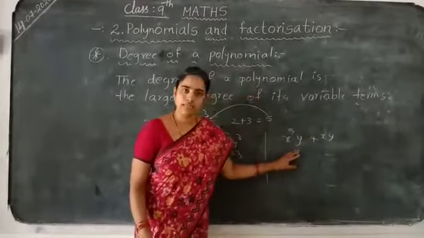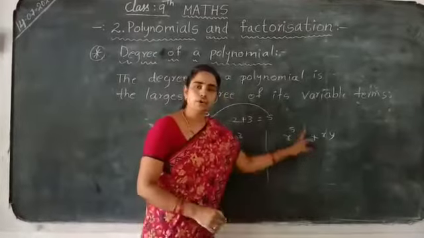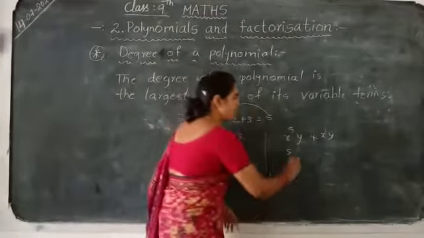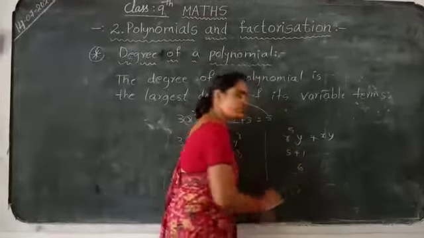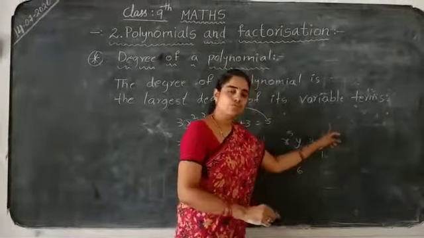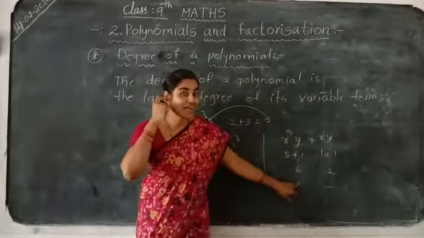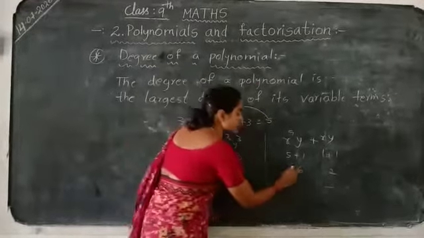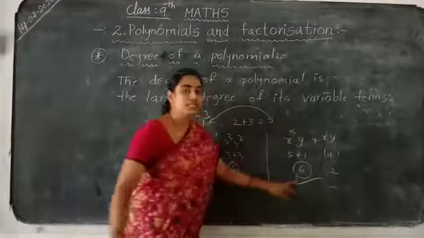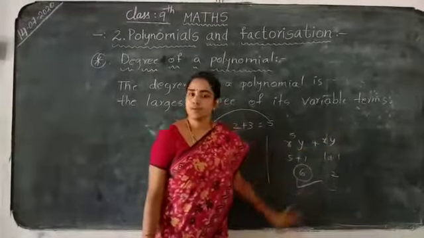Here it is a polynomial. Here what is the power of x? 5. What is the power of y? 1. So 5 plus 1 is 6. Here what is the power of x? 1. What is the power of y? 1. 1 plus 1 means 2. What is the highest degree here? 6. So 6 is considered the degree of this total polynomial.